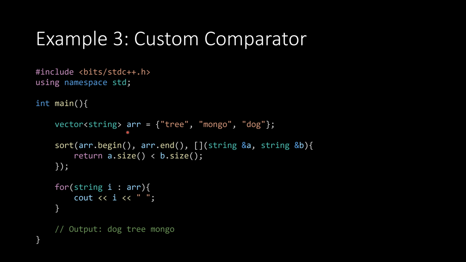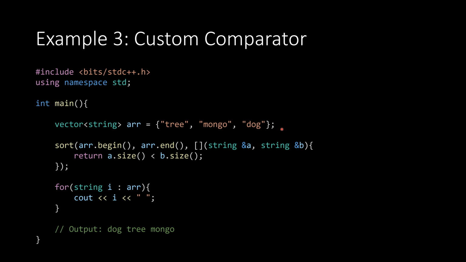Consider there is one array. In this example, there is one string array. You want to sort this array based on the size, not by lexicographical order. So how can we sort that? Normally, if you sort this array by the normal sort method, it will sort in lexicographical order. So to override that, you want to specify a custom comparator. So how can we specify the custom comparator?